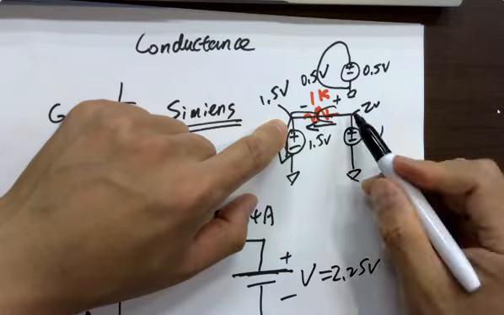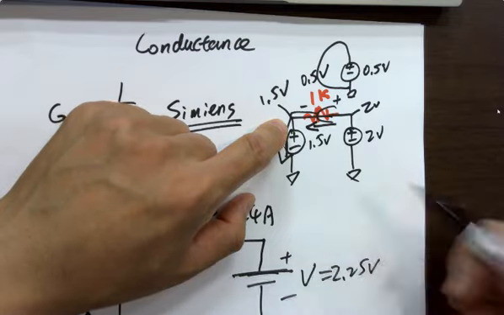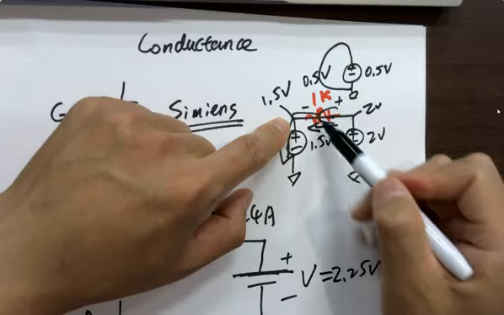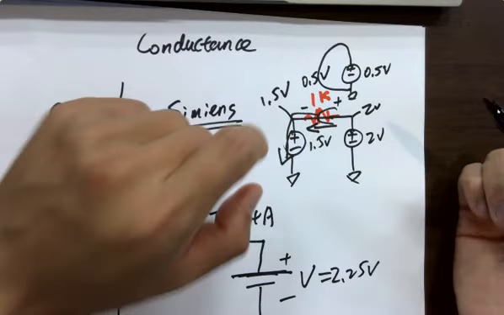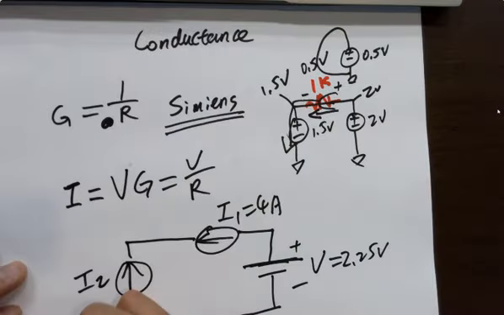Or what else can you do? Just Ohm's law. What's the current? Current times the resistor, you get a voltage drop as well. Okay?